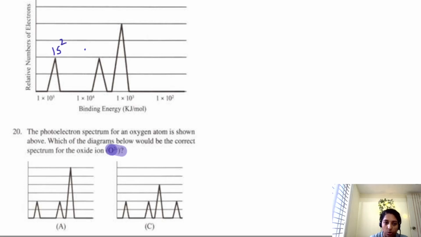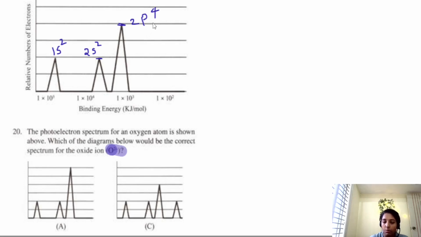So what is this photoelectron spectrum? Nothing but our normal electron configuration, right? So 1s2, 2s2, and then 2p4, correct? 2, 4, 2, 6 and 8, so 8 electrons are there. So this is the electronic configuration. You know the height is representing the number of electrons. 1s2, 2s2 have the same number of electrons, that's why the same height. 2p4 is exactly double, correct? So O2 minus is nothing but 2 extra electrons added. Can they be accommodated in 2p?